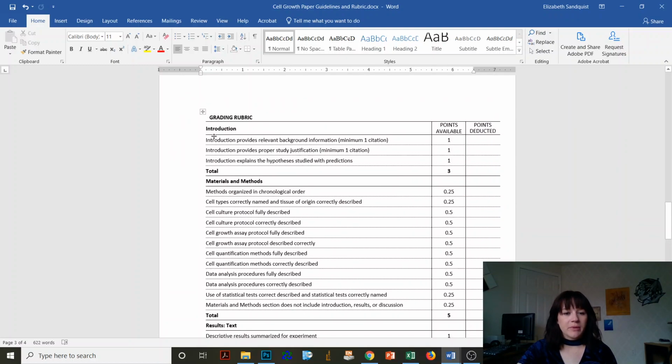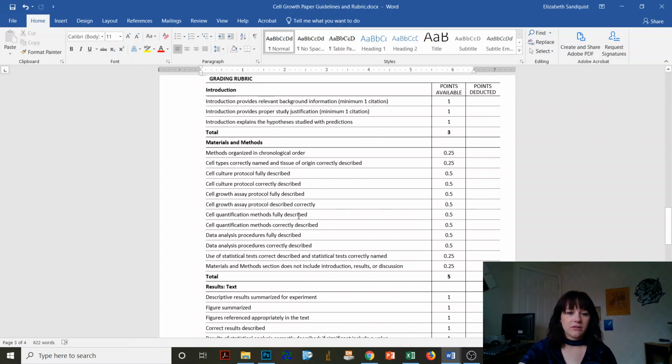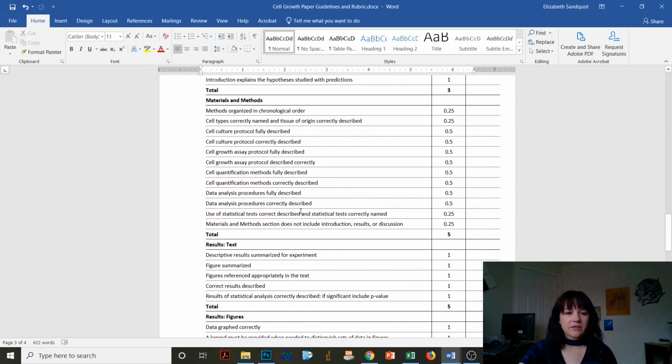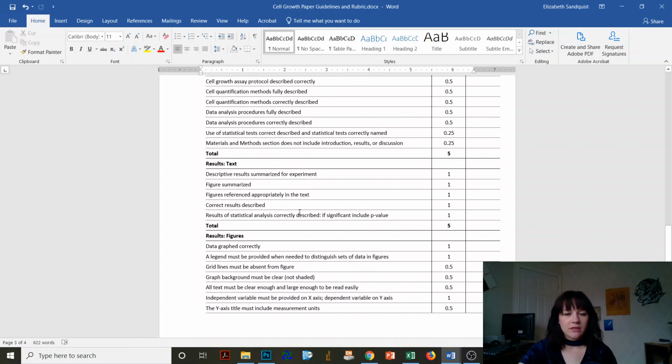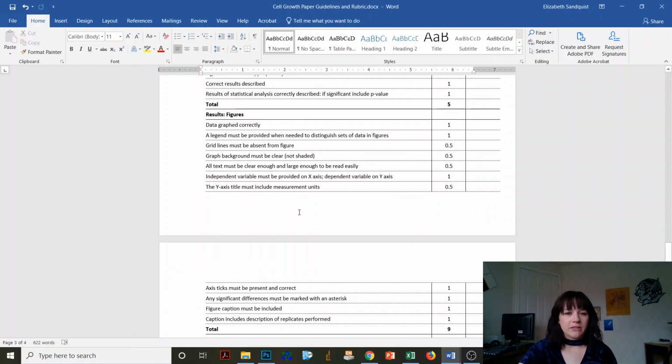So again, I think this is pretty explanatory in terms of what you should have. This is exactly what I use to grade. All right, so use this as a checklist. If you have any questions about anything in this list, please feel free to email me. And again, I'm happy to make additional videos as well, explaining how to do different parts.